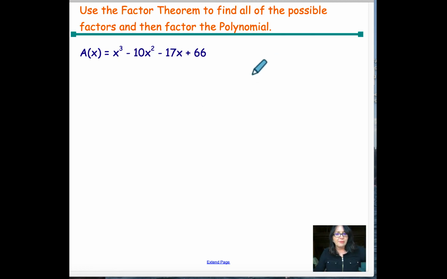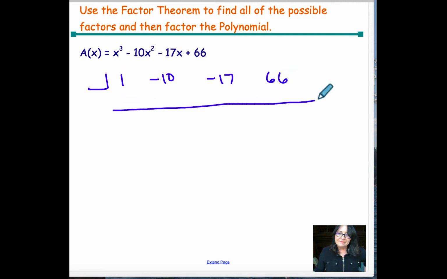Use the factor theorem to find all the factors. Okay, so 66 has a lot of factors. I'm just going to try, let's see, we've got 3, 2, 1, 0. So 1, negative 10, negative 17, 66. So, 2. I'm going to try 2.